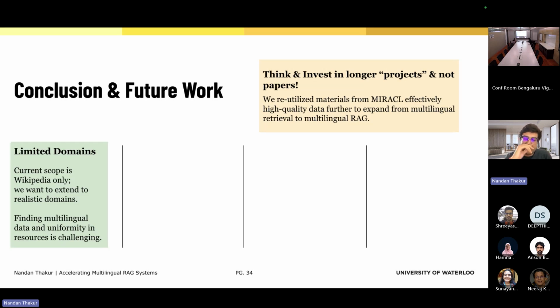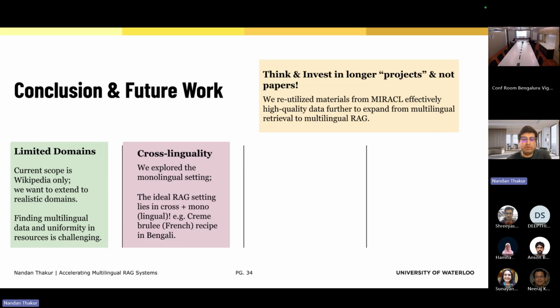One future work is that since our current scope was only Wikipedia, we want to extend this to different, more realistic domains. But what I've often found is that finding multilingual data and uniformity is hard. For example, news data is available a lot for certain languages, but not so much for others. So finding this uniformity in resources is often challenging.